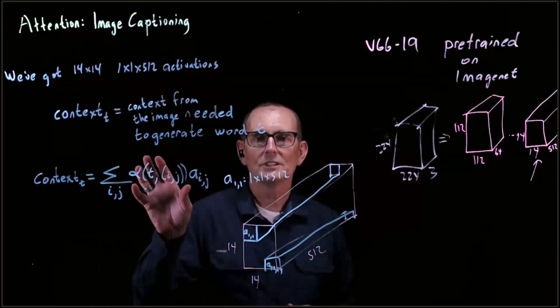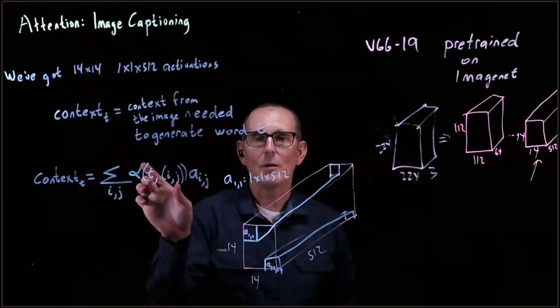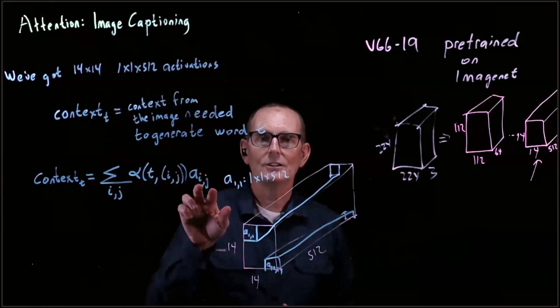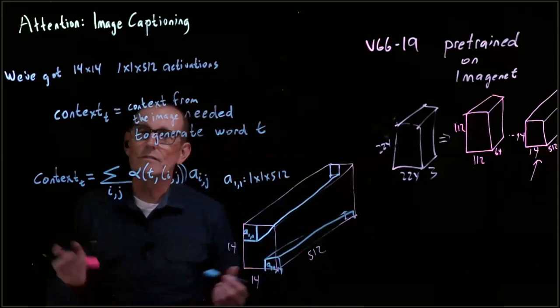But once we've determined the importance, we're going to do this kind of expectation of A sub i,j based on these probabilities. If we think of this as the probability that A sub i,j is important to generate word t, then we're doing this expectation or weighted sum. Okay, so what we're going to do is very similar to what we did in the translation case.